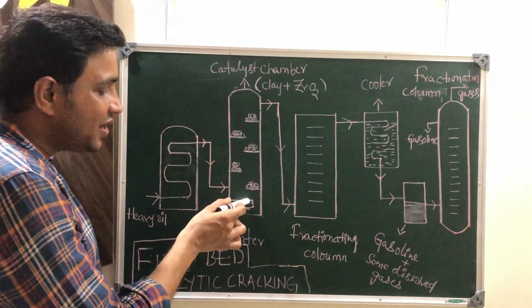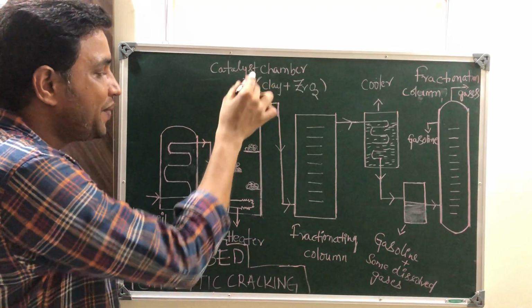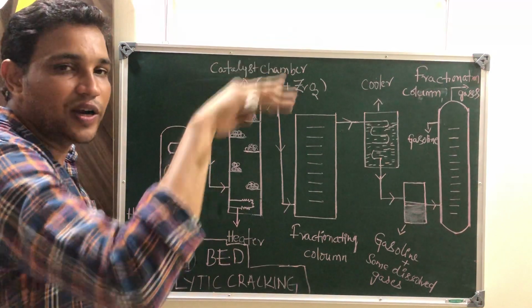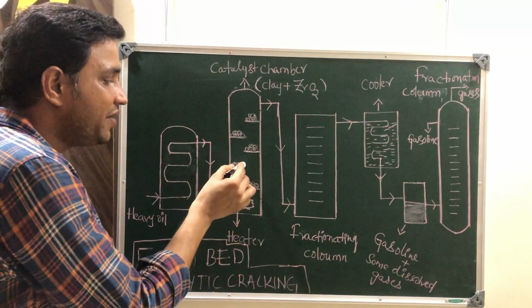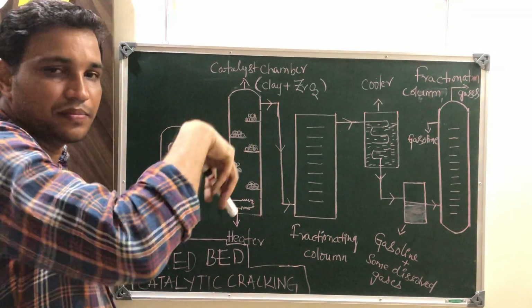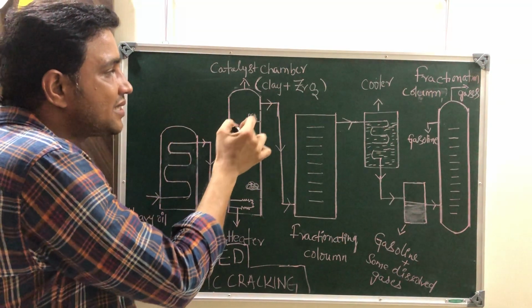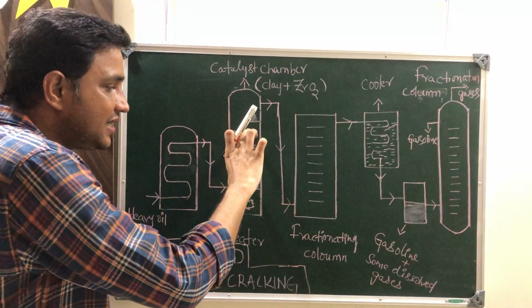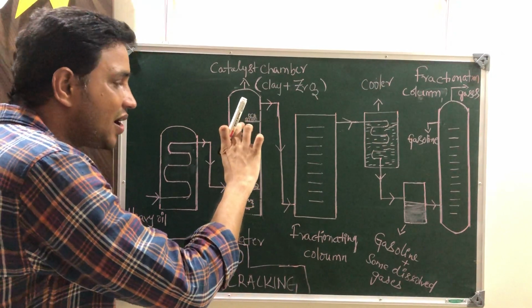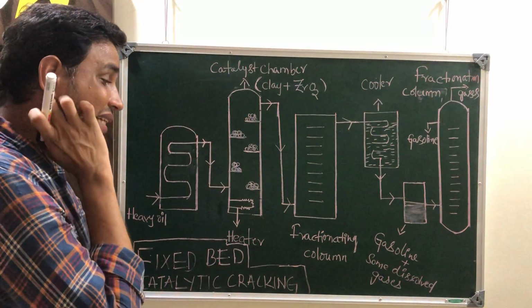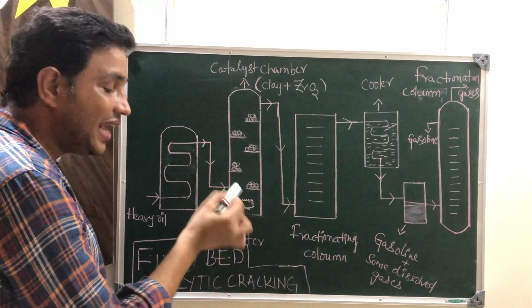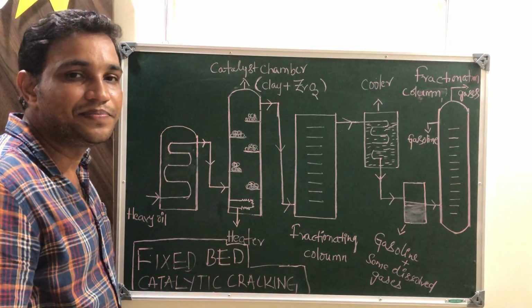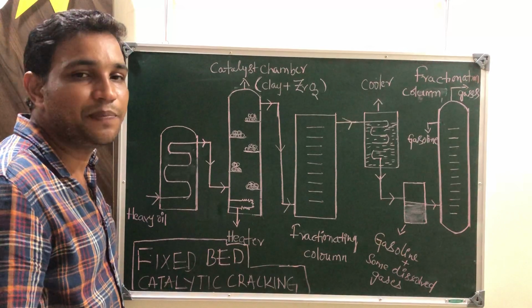Next one is the catalyst chamber. This catalyst chamber has some beds placed horizontally on the two sides where the catalyst will be placed. What is the catalyst? It is a mixture of clay plus zirconium oxide. So the catalyst is contained in this chamber. That's why we call it the catalyst chamber. At the bottom, this chamber contains a heater. What is the use of the heater? The heater produces heat.